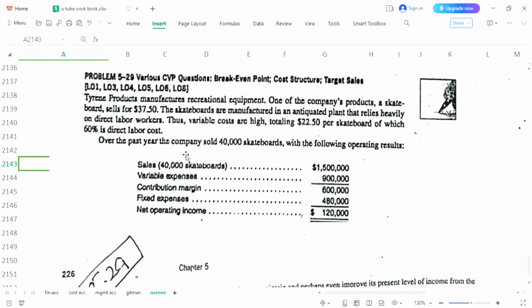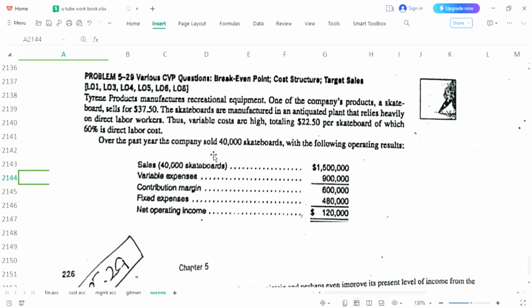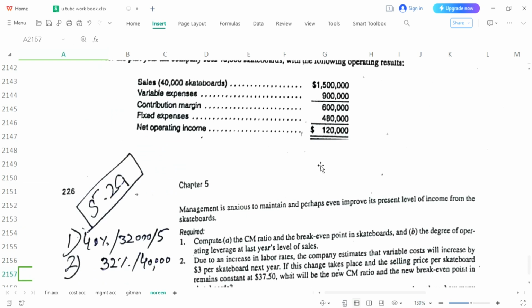40,000 units are mentioned over here. And next we have a contribution margin format income statement. It has already been made, but then what is the requirement? First requirement, we have to compute the CM ratio, break even point, and degree of operating leverage. There are three things we need to calculate.